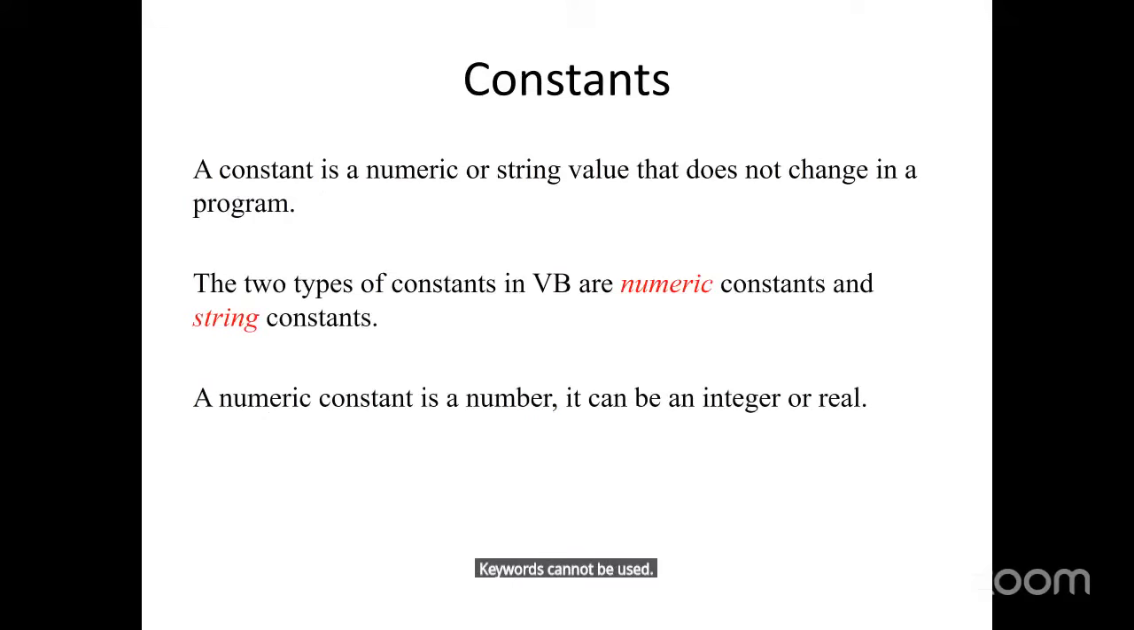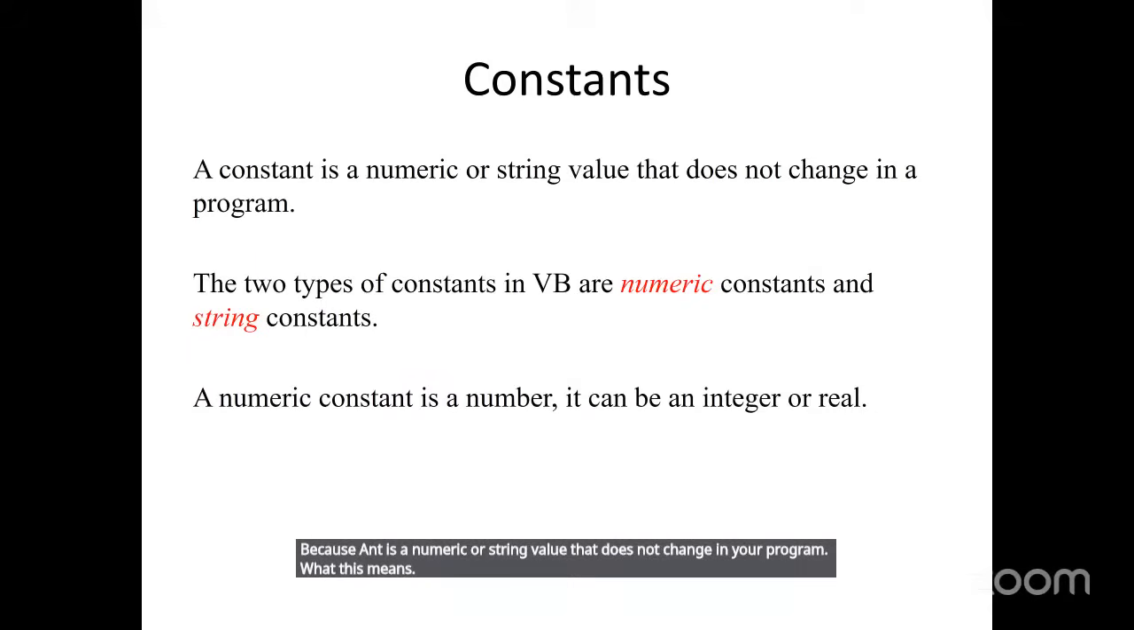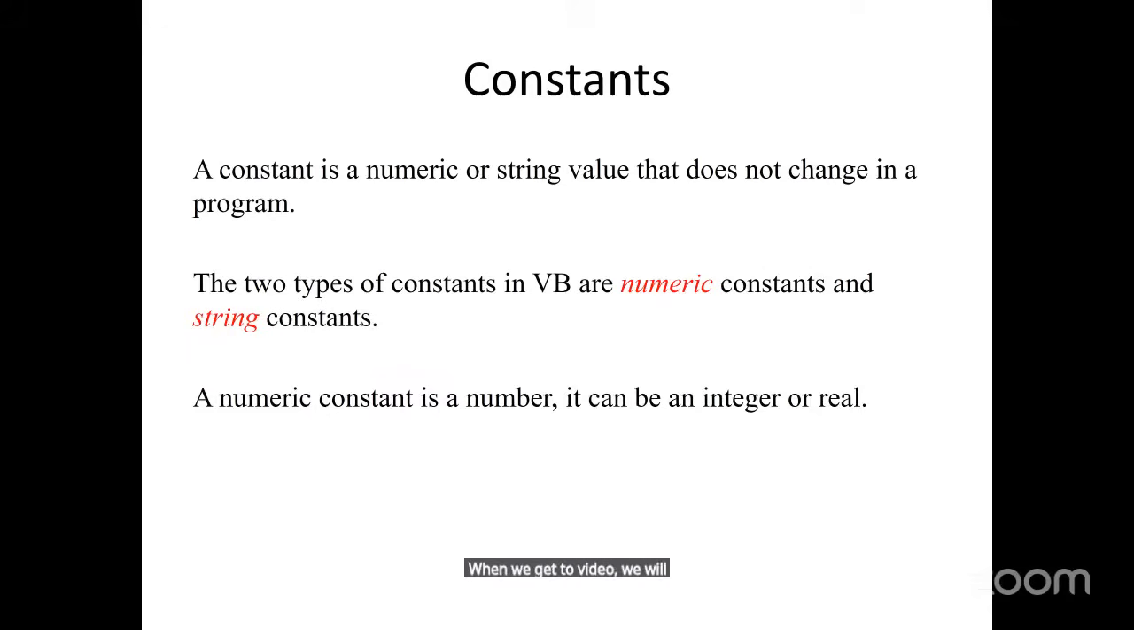Another thing we need to know is a constant. A constant is a numeric or string value that does not change in your program. What does this mean? When we get to variables, you will understand why it is called a variable. What we are saying is that when you declare any storage location as a constant, throughout the execution of anything you do with that storage location, the value remains the same. The value does not change. The value can be a numeric value or it can be a string value.